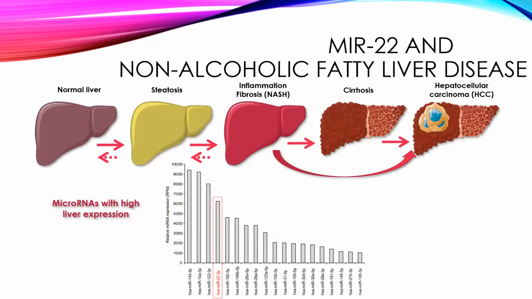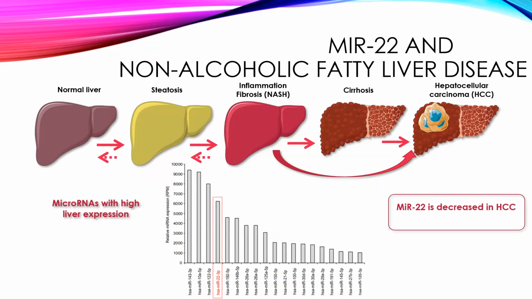Today, I will talk about one particular microRNA that we have studied, microRNA-22, and its role in non-alcoholic fatty liver disease. We chose to assess this microRNA specifically because it is one of the most highly expressed in the liver. There are thousands of microRNAs known so far, but this one is one of the most highly expressed in the liver, and its particular role in non-alcoholic fatty liver disease on a functional level has never been established.